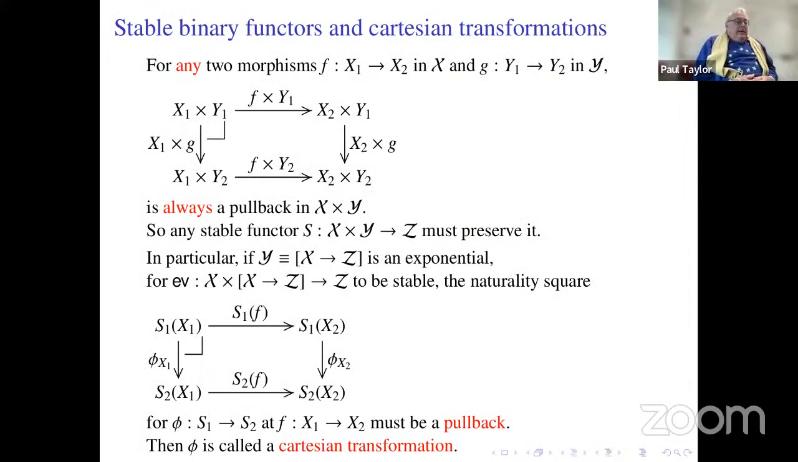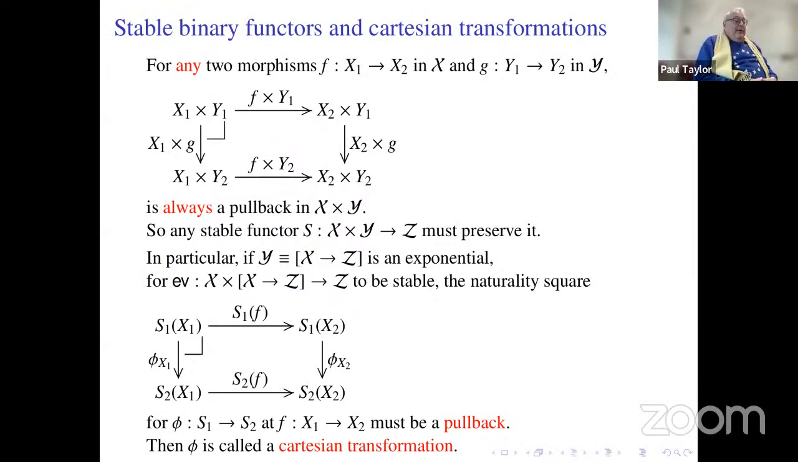So the Berry order, and the need for the Berry order, is much easier to see in categorical terms. Even if you start off with a category which has not got any interesting pullbacks in it, and you have a morphism from one category and a morphism from another category, when we form the product category, we have a pullback diagram like that. So if a functor is to be stable from that product category to another one, it has to preserve this pullback.